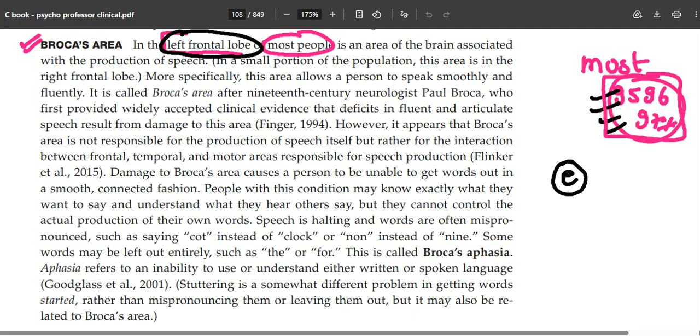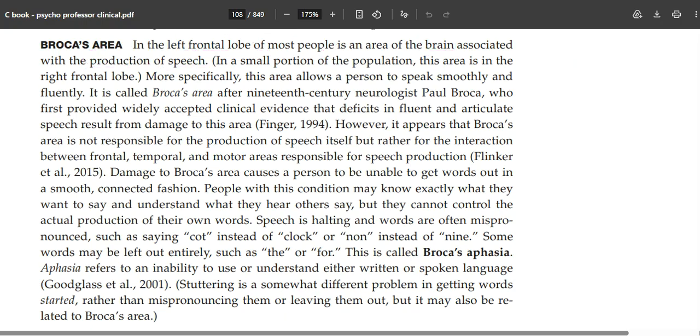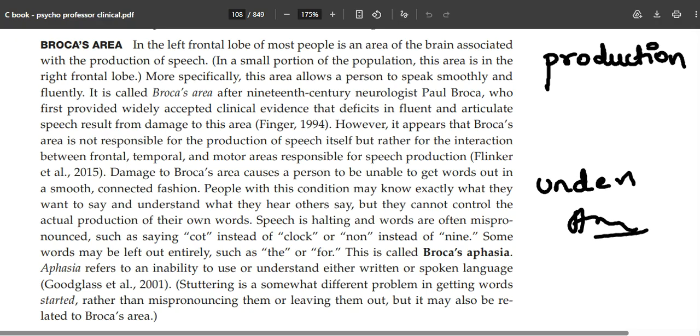Okay, most people. It is an area of the brain associated with the production of speech. This line is very important. Okay, now there are two types of thing. First one is your production and second one is your understanding or comprehension, and that is where the whole difference lies over here. Now what is production?